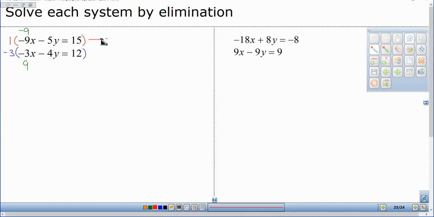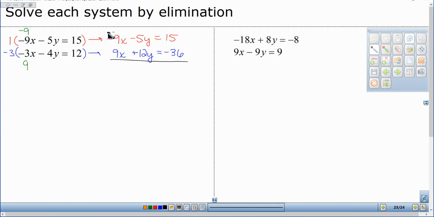Make these calculations, and you would get -9x, -5y equals 15. And your second equation would be +9x, +12y, and -36. Once you have accomplished this, it will be as simple as the first example that we did with elimination.